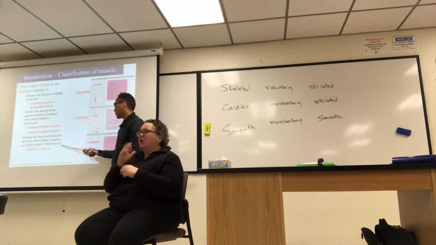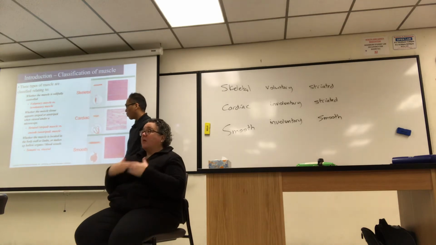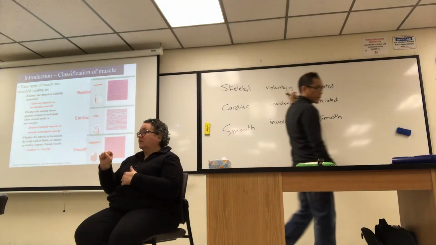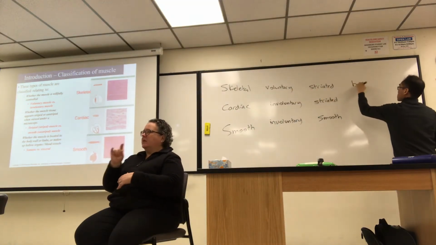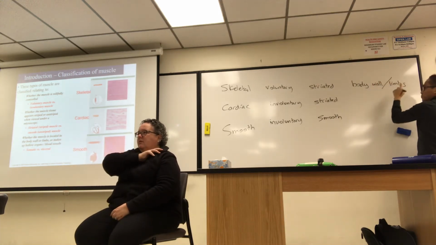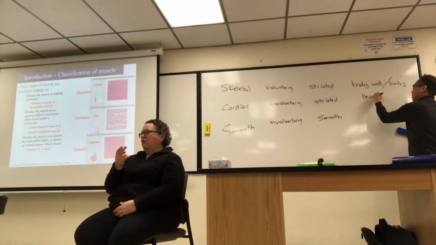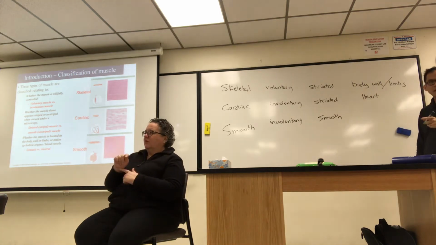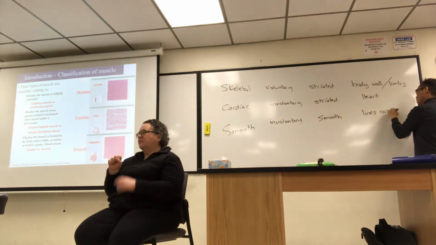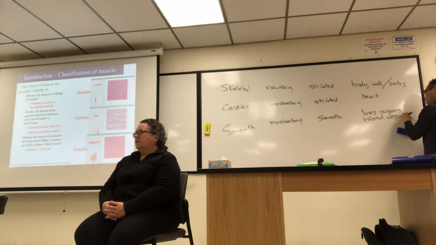The third way you can categorize muscles is where they're located. Whether the muscle is located in the body wall or limbs, or makes up hollow organs, blood vessels. So the body wall and limbs, that's skeletal muscle. Well, obviously cardiac muscle is the muscle of the heart. Everything else is smooth, like the lining of organs, blood vessels, and pretty much everywhere else.